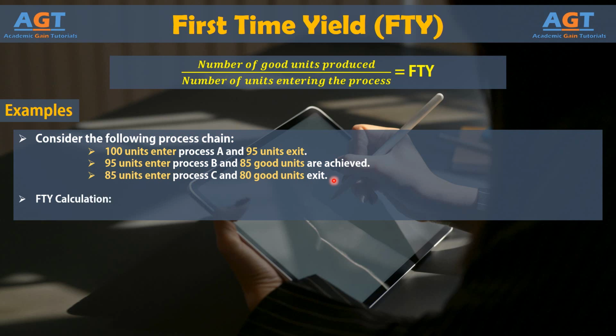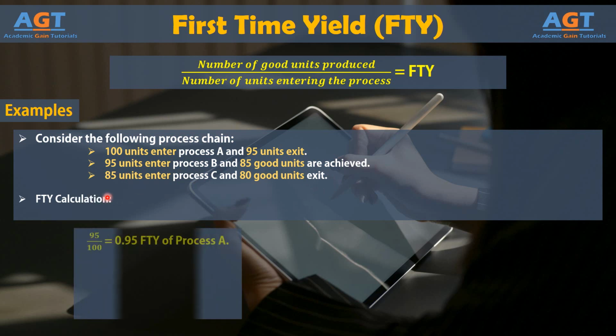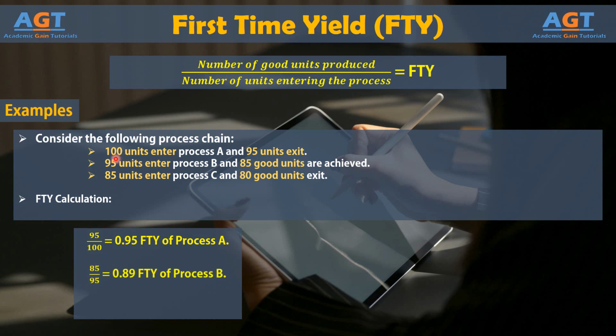The first time yield would be calculated as follows. The 95 good units produced, divided by the 100 units that were attempted to produce, this gives the value 0.95, which is the first time yield of process A. The 85 good units produced, divided by the 95 units that were attempted to produce, this gives the value 0.89, which is the first time yield of process B. The 80 good units produced, divided by the 85 units that were attempted to produce, this gives the value 0.94, which is the first time yield of process C.